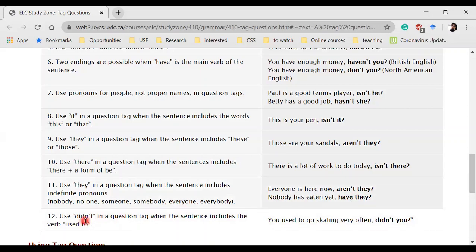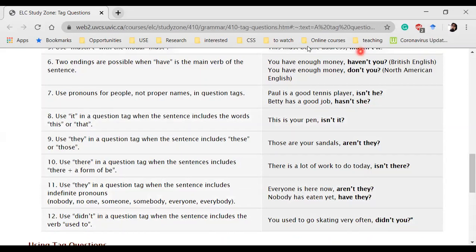Number twelve and the last, use didn't in a question tag when the sentence includes the verb used to. When we use used to, it gives us a sense of the past. You used to go skating very often, didn't you? You used to live there, didn't you? Statements like that. Whenever we have used to, we would say didn't you.